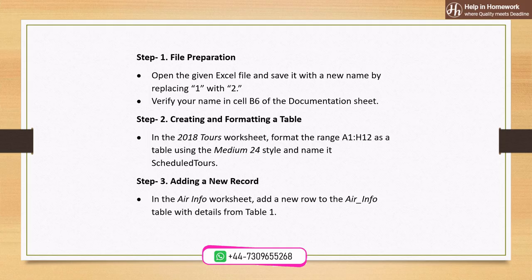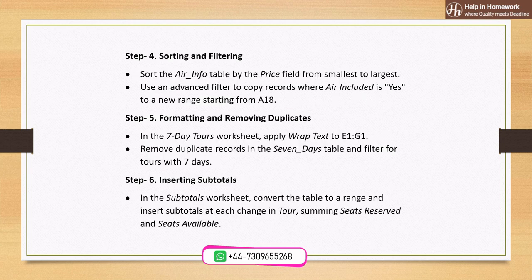Step 3. Adding a new record. In the Air Info worksheet, add a new row to the Air_info table with details from Table 1. Step 4. Sorting and filtering. Sort the Air_info table by the price field from smallest to largest. Use an advanced filter to copy records where Air included is yes to a new range starting from A18.